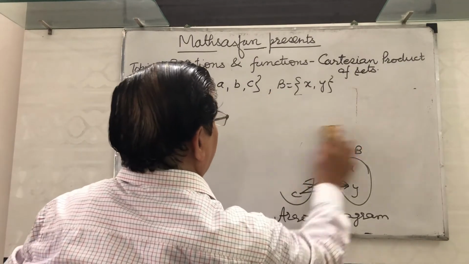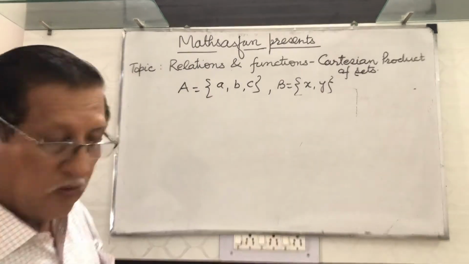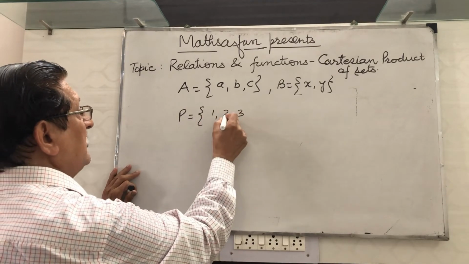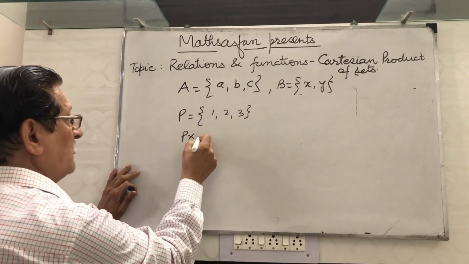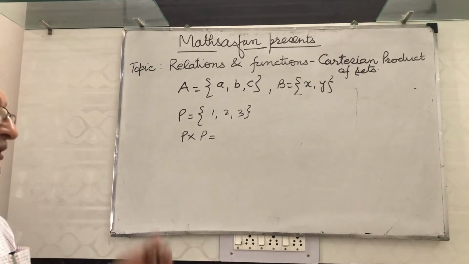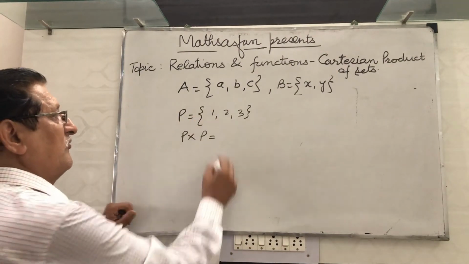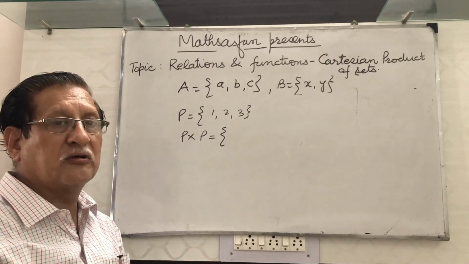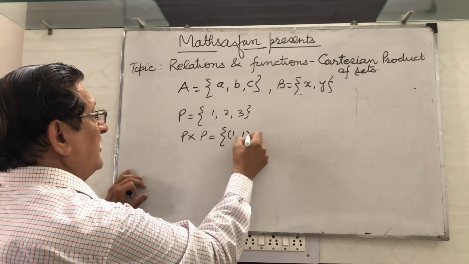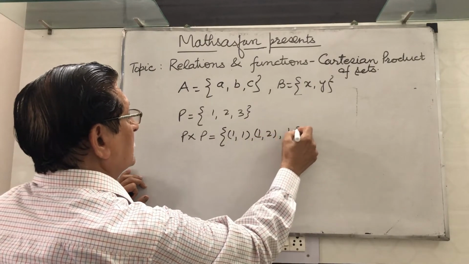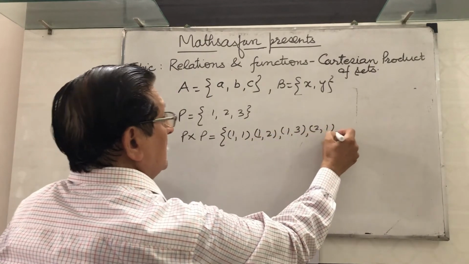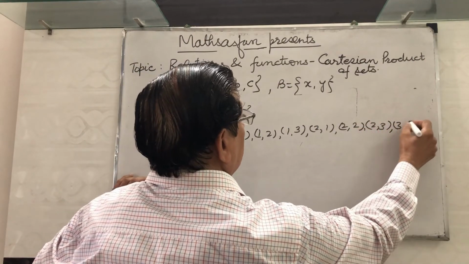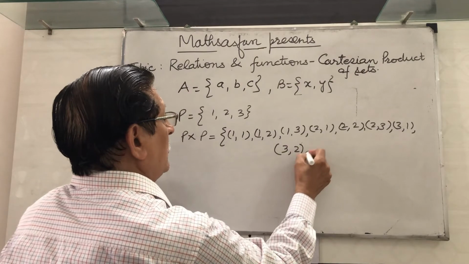See here, suppose we have one of the set P and the elements in that are 1, 2, 3. And we want to find out P cross P. Then the ordered pairs will be formed along with that. All the elements of P will be related to all elements of P itself. That is (1,1), (1,2), (1,3), (2,1), (2,2), (2,3), (3,1), (3,2) and (3,3).